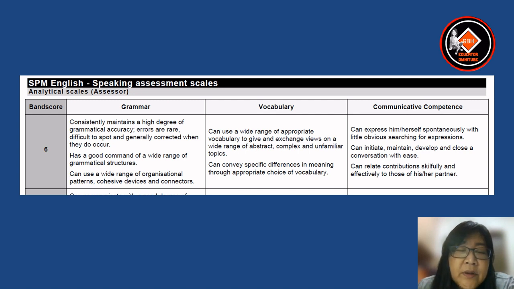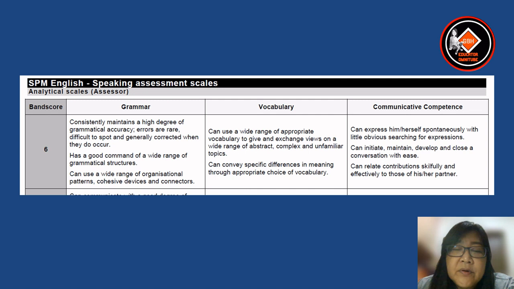Then you must have a good command of a wide range of grammatical structures. So here you must make sure that you have a few types of sentences, for example simple, complex, or compound. Then you can use a wide range of organizational patterns. Then remember, you have to use cohesive devices and also connectors. That's how you can score band 6.